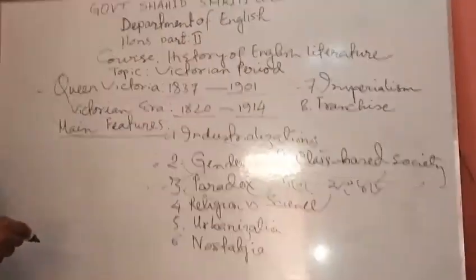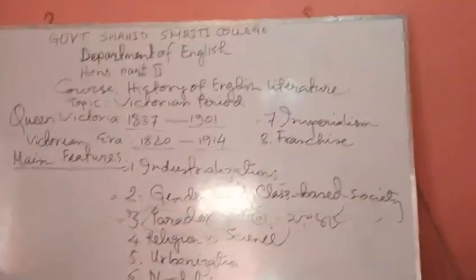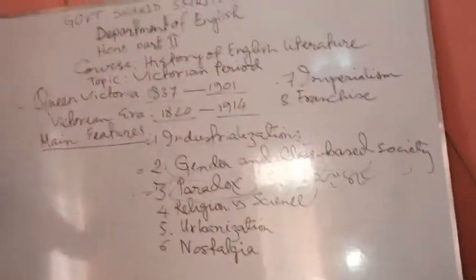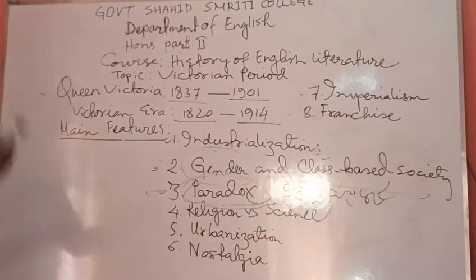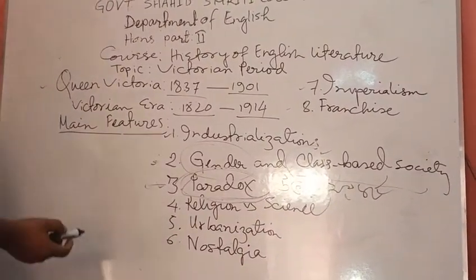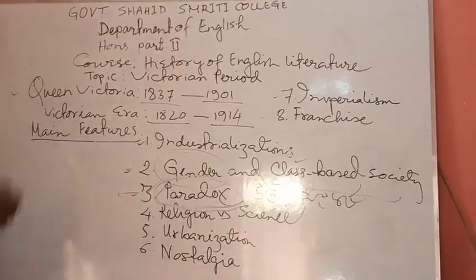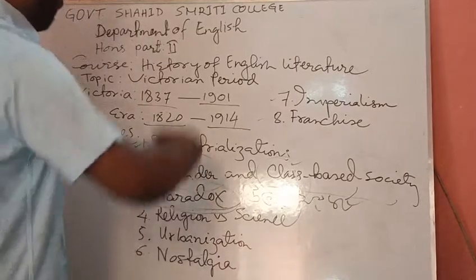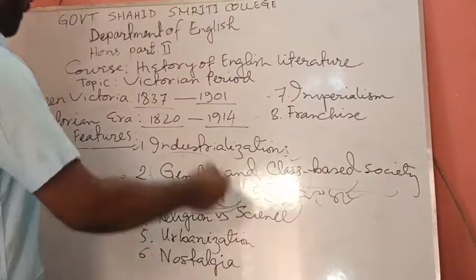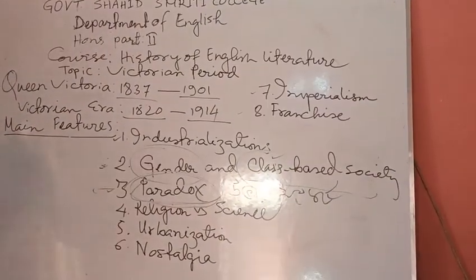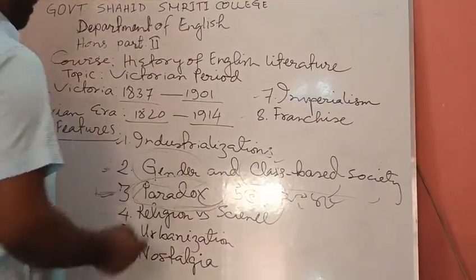Victorian people were experiencing urbanization. Things were changing. People were shifting from rural life to urban life. But still, most of them used to think that life in the rural setting was better than what they had in the cities, in the towns. So they were in a paradoxical situation.